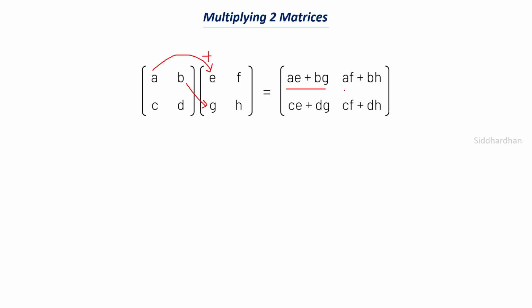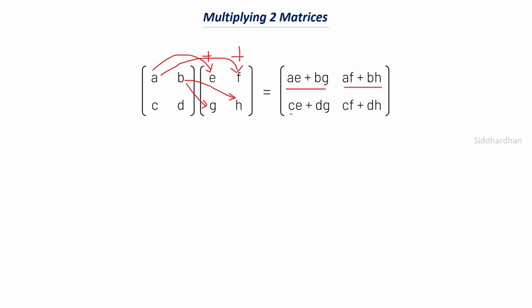Now let's take this second value. Let's understand what is meant by this second value. Here consider the first row and second column. Here A will be multiplied with F and B will be multiplied with H, and both these values will be added again. So the resultant which you get is A into F plus B into H.